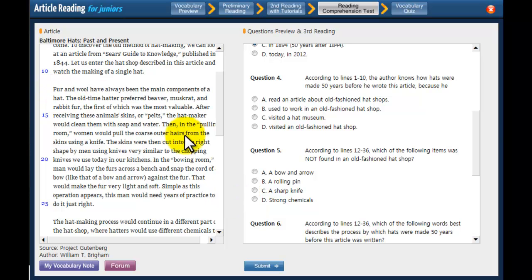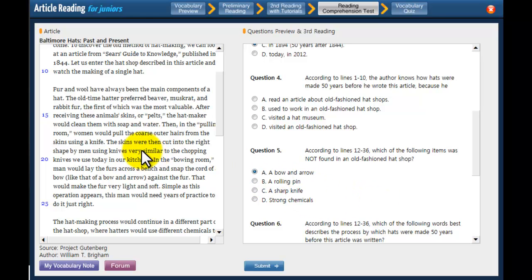We start here, a bow and arrow. Now, do you see anything about a bow and arrow in the hat shop? Oh, snap, the cord of a bow like that of a bow and arrow against the fur. So it compares something to a bow and arrow, but it doesn't say that there's actually a bow and arrow in the shop. I'm going to guess that A is the answer, but first I'm going to find the other things to make sure that those are in the hat shop, because that means they're definitely wrong.